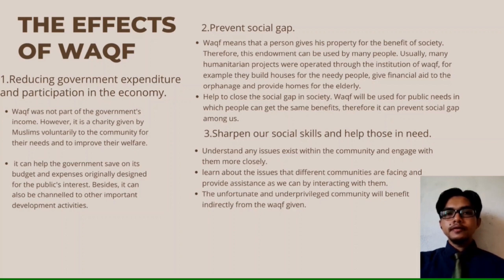The second is preventing social gaps. As we know, Waqf means that a person gives his property for the benefit of society. Therefore, this endowment can be used by many people. Usually, many humanitarian projects operate through the institution of Waqf. For example, they build houses for needy people, give financial aid to orphanages, and provide homes for the elderly. Indirectly, this can help to close the social gap in society. Waqf will be used for public needs in which people can get the same benefits. Therefore, it can prevent social gaps among us.